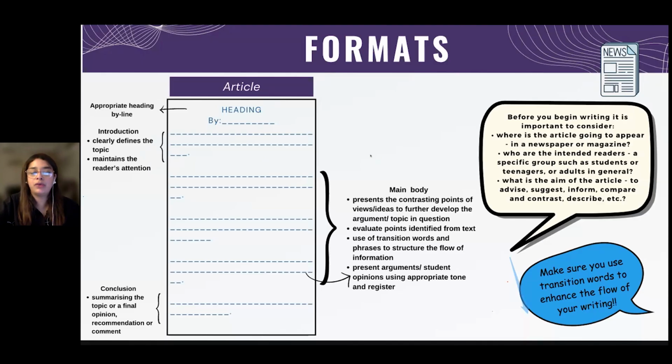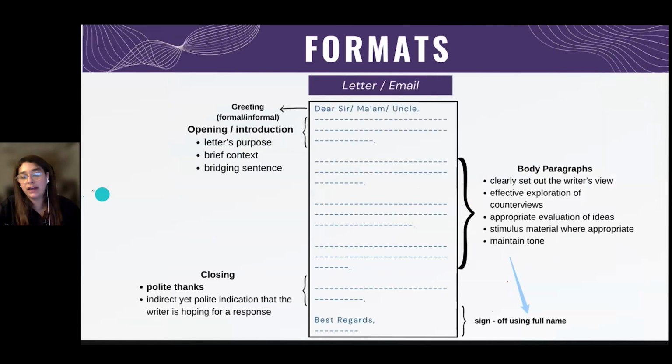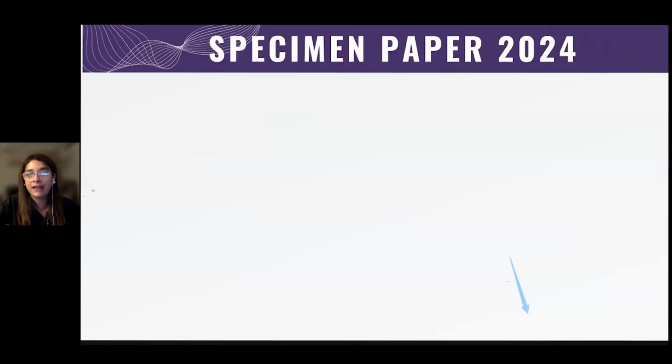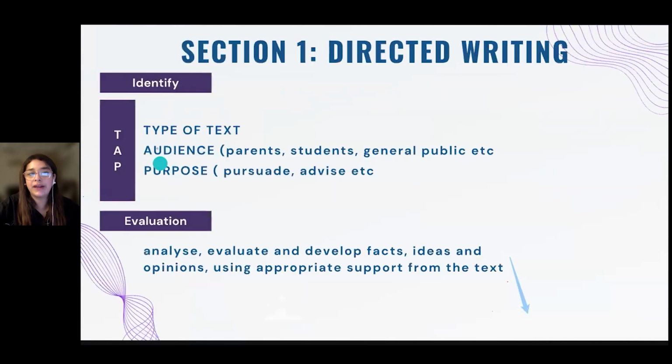Remember when we talked about the TAP method and said that we need to identify the text, and also the purpose and audience. This means that if I'm writing an article, for example, my audience is the general public, and in this case, young individuals.